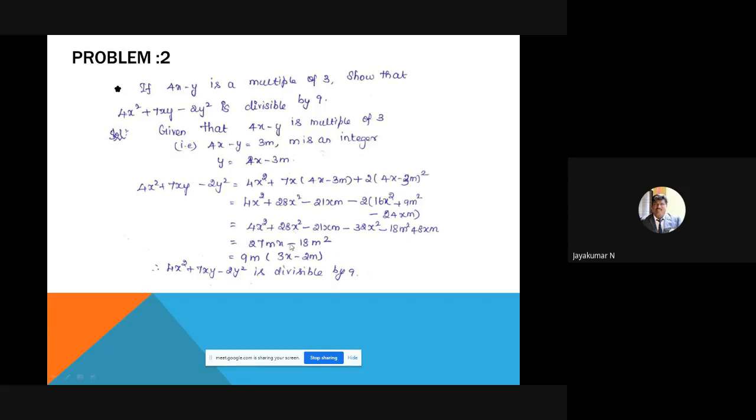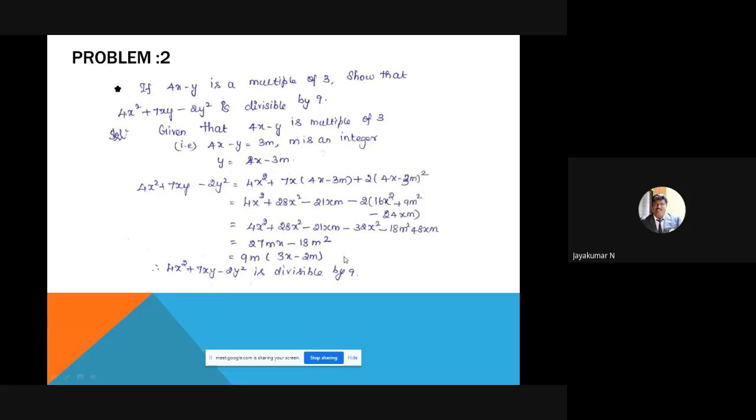When you observe this, what I have to prove is that this expression is divisible by 9. Whatever expression is divisible by 9 means the expression should be 9 into some integer. So from this expression, you have to bring 9 outside. If you bring 9 outside, the problem is over. Is it possible to take 9 outside? Yes, it is possible, because for both terms we have a common factor 9m. So take 9m outside. So 9m into (3x minus 2m) clearly shows 4x square plus 7xy minus 2y square is divisible by 9.